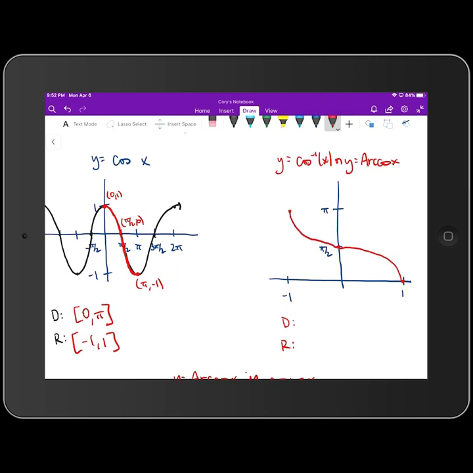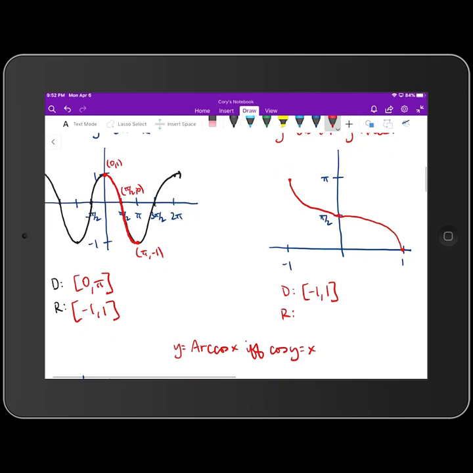So when we look at the inverse cosine or the arc cosine function, the domain of that function, so the inputs, are going to be the closed interval from -1 to 1. The range, or the outputs or the y values covered by that graph, are going to be the closed interval from 0 to pi. And again, just like we said with the arc sine function, y is equal to the arc cosine of x if and only if the cosine of y is equal to x.